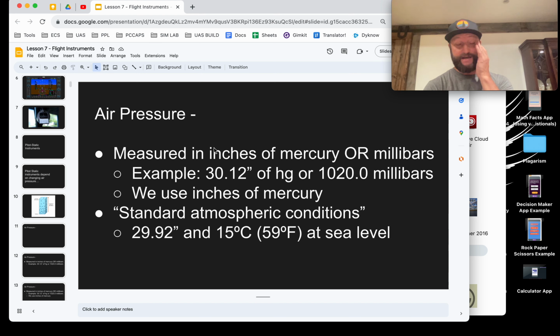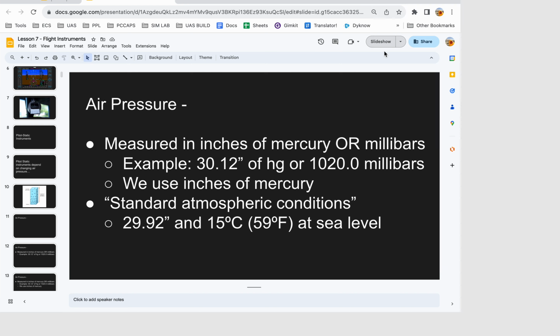But what they say is that a standard day is 29.92 inches of mercury and 15 degrees Celsius or 59 degrees Fahrenheit at sea level. Now that's what they consider to be the average or the mean. And I don't know if it's based off years of research or whatever. I don't know where they came up with those numbers necessarily. However, I do know that there's a lot of test questions based around that. So please memorize that bullet point right there. 29.92 inches of mercury, 15 degrees Celsius or 59 degrees Fahrenheit at sea level. Make sure you got that one memorized.